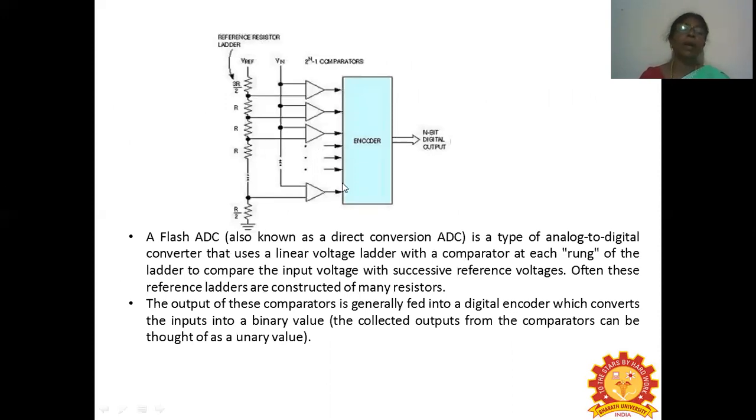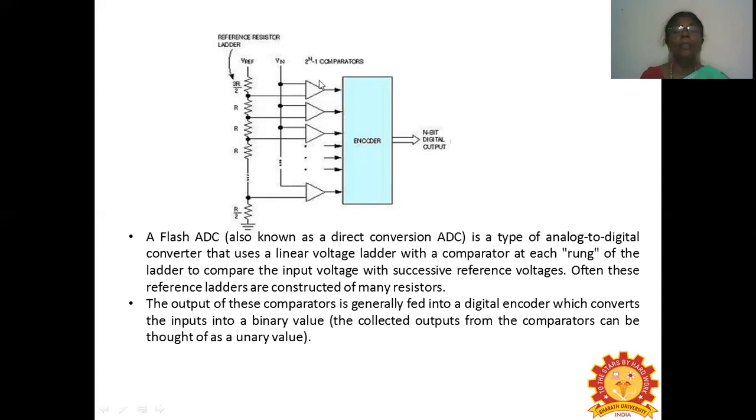A flash type analog to digital converter, also known as a direct conversion analog to digital converter, is a type of A to D converter that uses a linear voltage ladder. This is the linear voltage ladder represented by a reference resistor ladder with a set of comparators, a bank of comparators. At each rung of the ladder, the comparator compares the input voltage with the reference voltage.